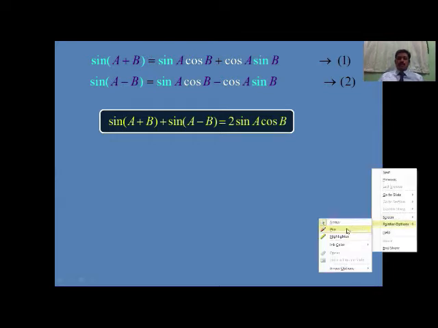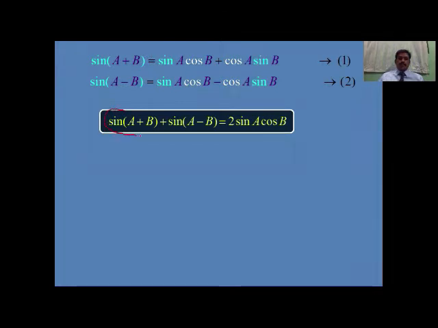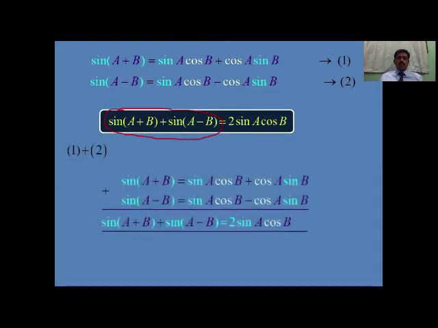If you observe this left hand side, it is in the form of addition. In the previous formula, it is in the form of multiplication. So now it is in the form of addition. We are going to add the two equations, that is sine of A plus B equal to sine A cos B plus cos A sine B, plus sine of A minus B equal to sine A cos B minus cos A sine B. Now we are going to add these two equations.